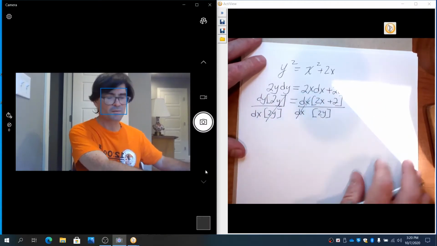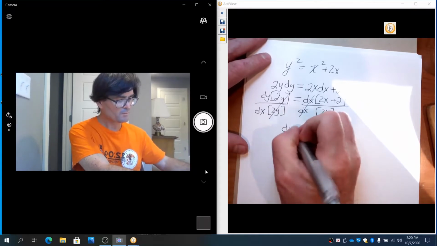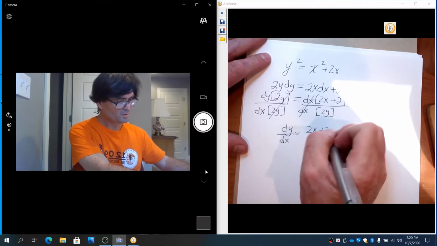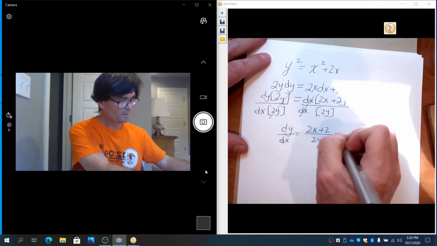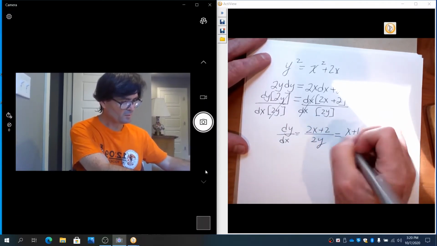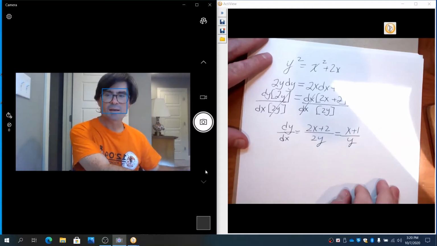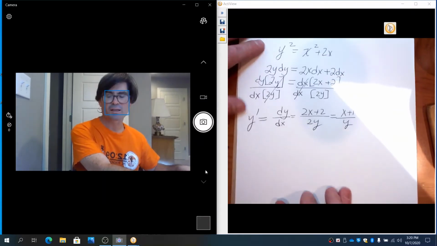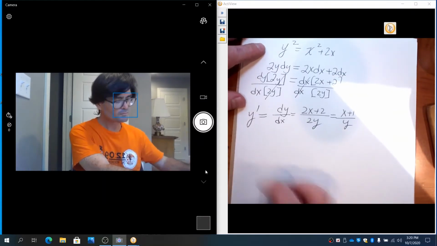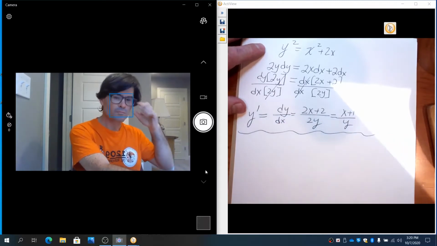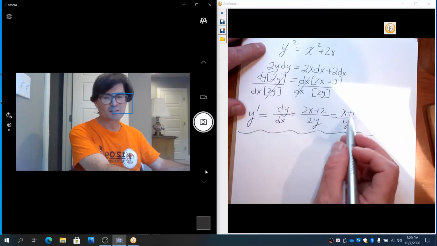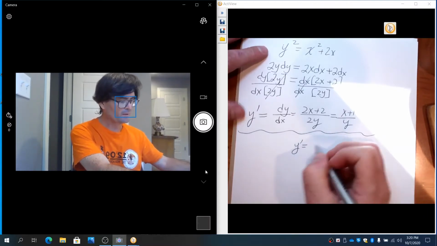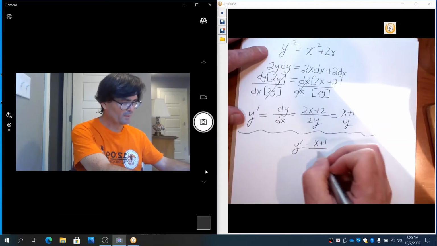Cross out, cross out. So my first derivative is going to be 2x plus 2 over 2y, which is just x plus 1 over y. And I'm going to go ahead and call this y prime to foreshadow taking the second derivative. Okay, so now we've got y prime equals x plus 1 over y. I'm going to take the derivative of that. I'll copy it down here. y prime equals x plus 1 over y.